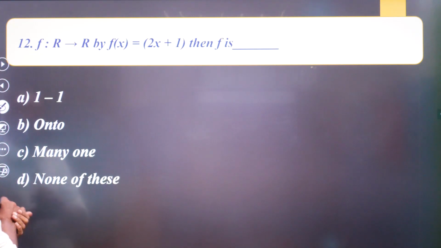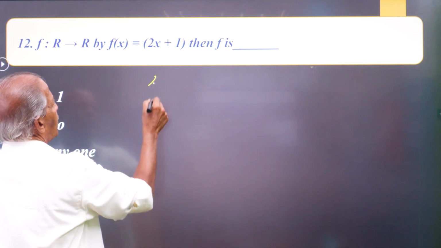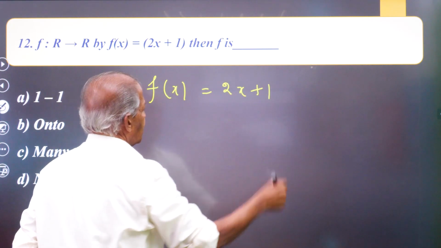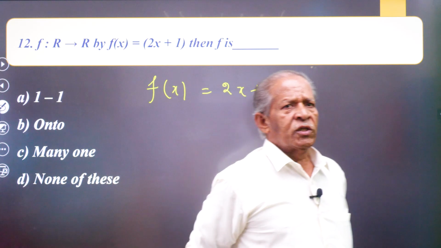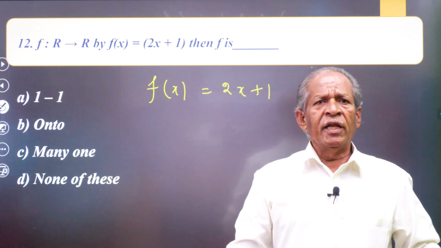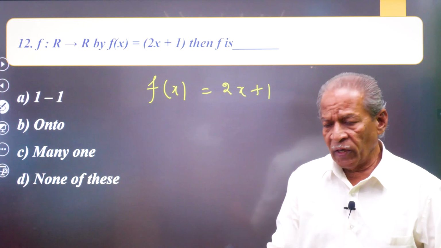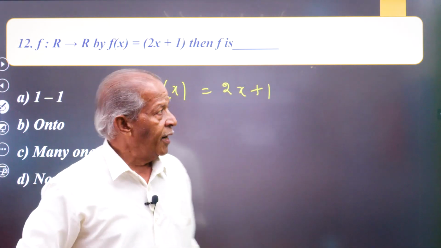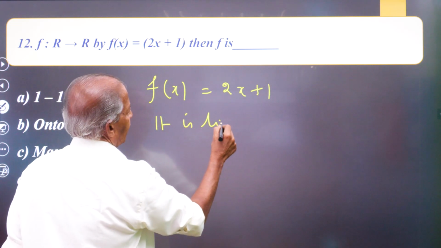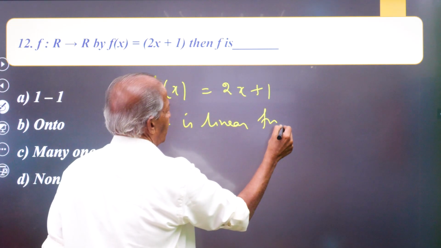The next one, 12th problem. f of x equal to 2x plus 1. Already we discussed this type. This is a linear function, a first degree equation, which always represents a straight line. It is an increasing function. Increasing function means automatically it is one-one. It is a linear function. Already you know that.